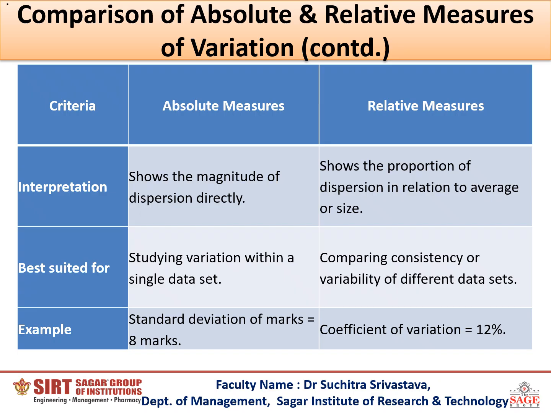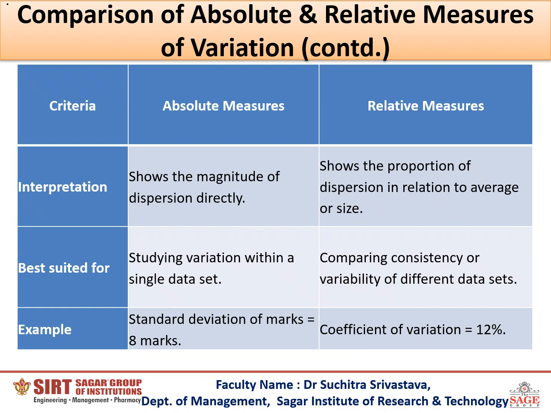Now, continuing our discussion about the comparison of an absolute and relative measure. Now, let us see how we interpret these values. An absolute measure shows the magnitude of the dispersion directly. For example, if the difference between the highest and the lowest marks is say 10 marks, then we can say that the dispersion is of 10 marks, right? Now, in a relative measure, it shows the proportion of the dispersion in relation to an average or the size. Now, in this case, we express the variability in terms of a percentage.